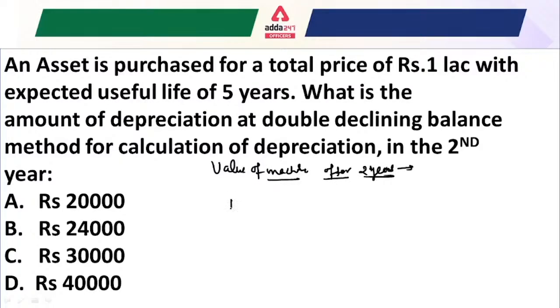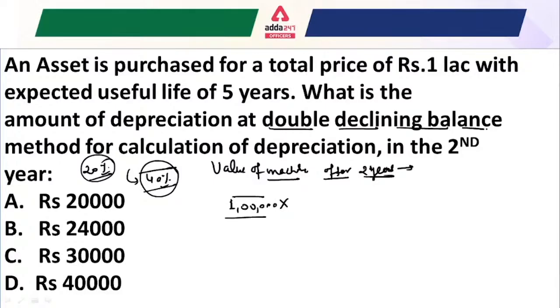So simply what we have to do, like I explained in the previous questions, is take the value of the machine which is 1 lakh. Because this is a question of the double declining balance method, you use the depreciation rate as 40%, because the actual depreciation rate is 20%, but we are talking about the double declining balance method, so it would be 40%.